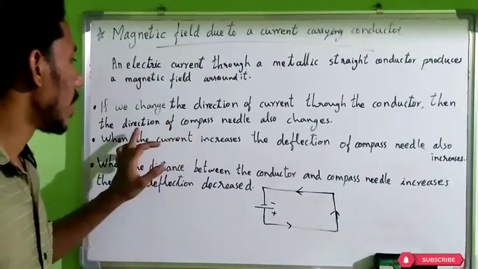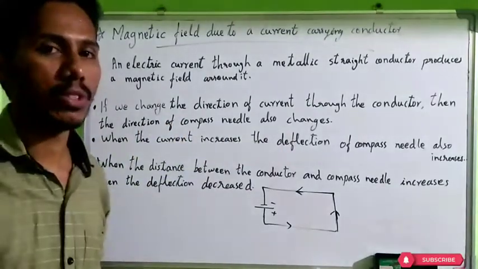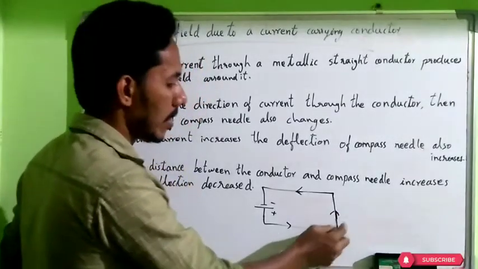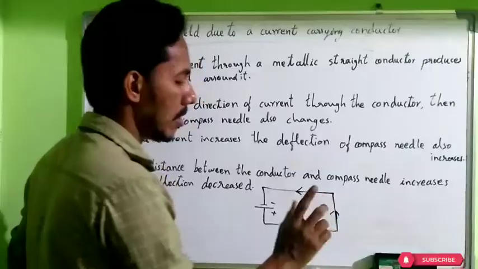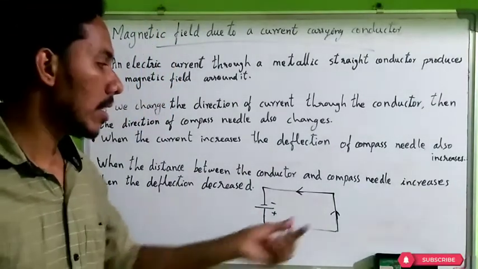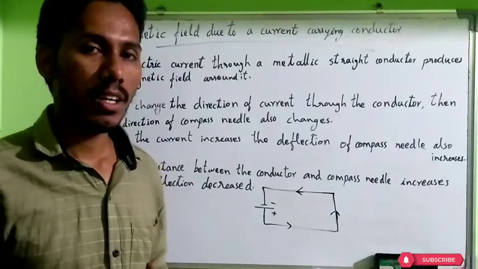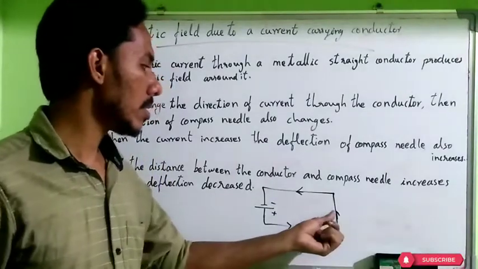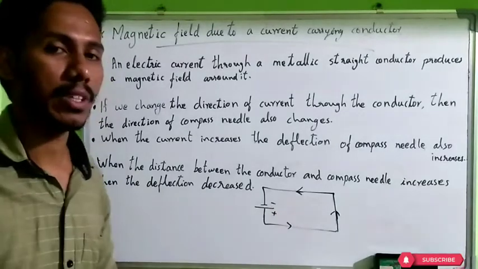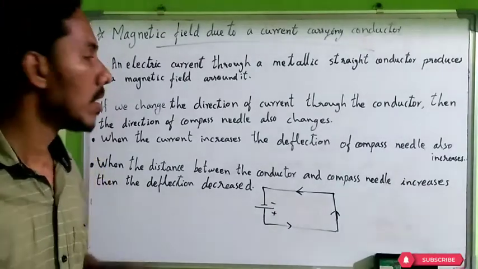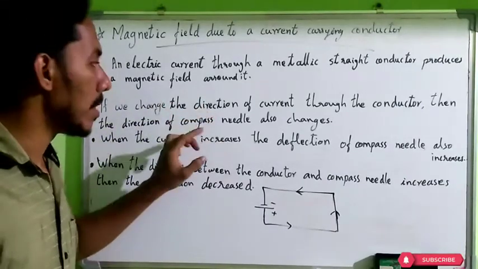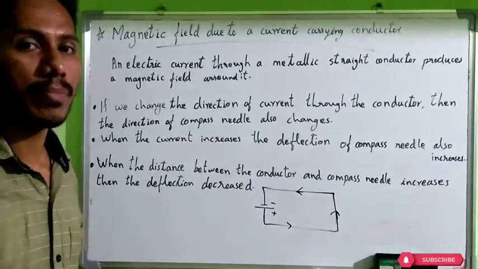Then the direction of the compass needle also changes. If you place the compass needle here, then the direction is opposite to that of the first. You can find that the deflection of the compass needle is opposite when we reverse the polarity, when we reverse the direction of the current. So when the direction of current changes, the direction of the magnetic needle also changes.